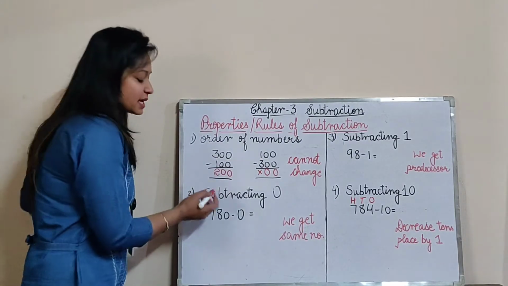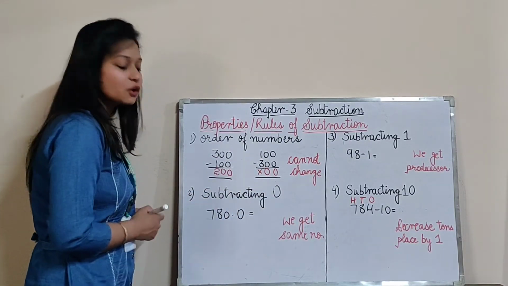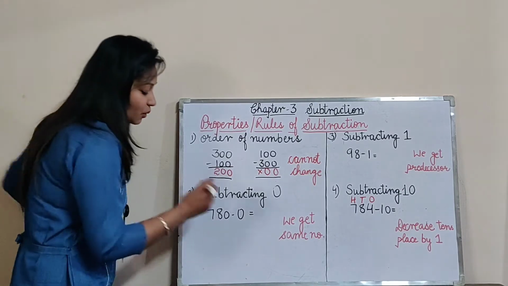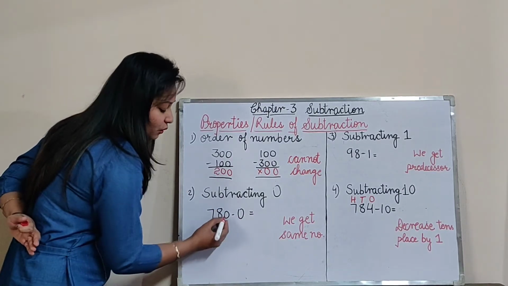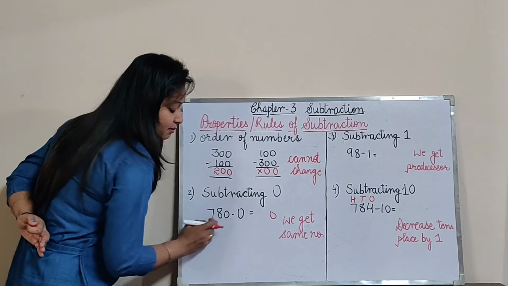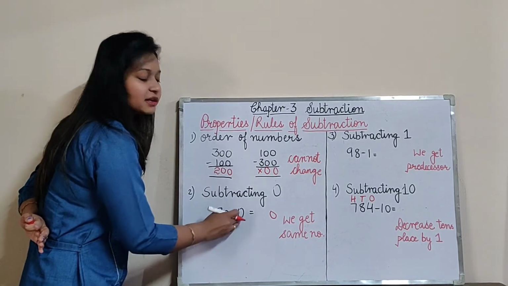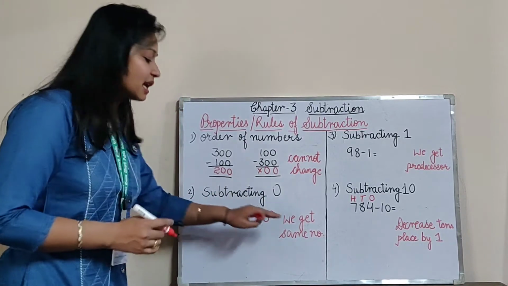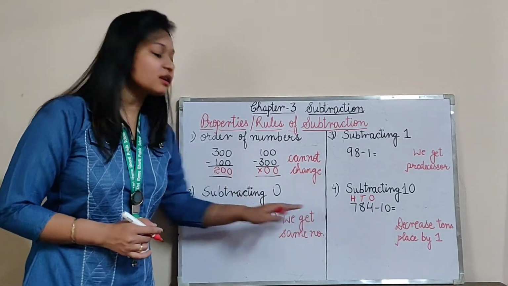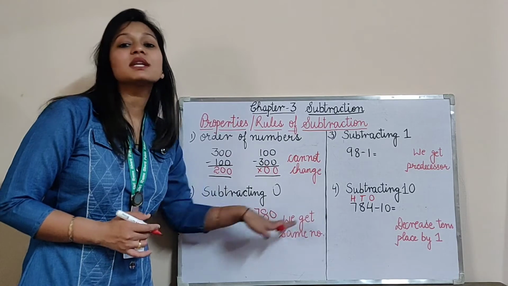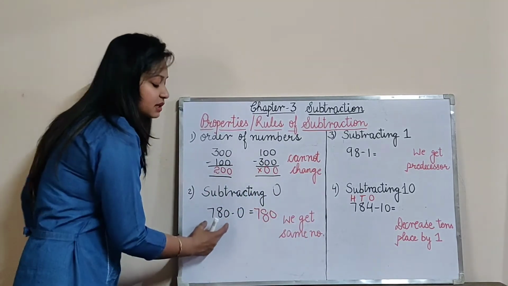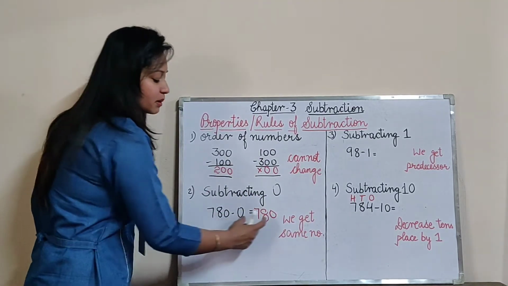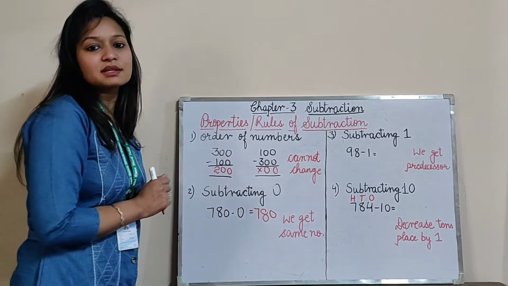So let's move to our next property, that is subtracting 0. What do you mean by subtracting 0? Means we have to minus 0. When I minus 0, means 780 minus 0, we have not subtracted anything. So my answer is the same, 780. So what result have we got? We get the same number. Whenever we subtract 0 from any number, we get the same number as the answer.